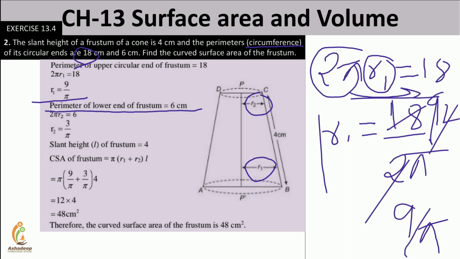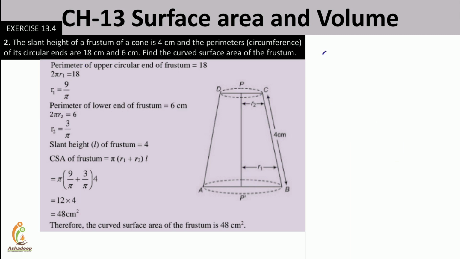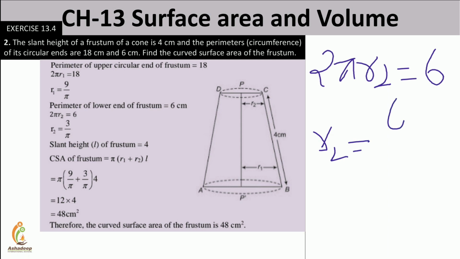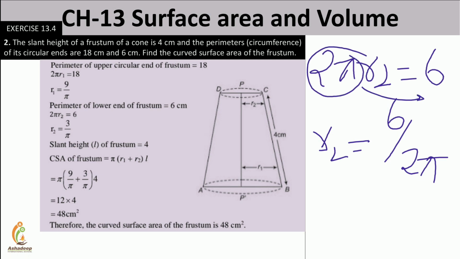Now the perimeter of the lower end. The lower end means 2 pi r2 is equal to 6. So r2 is equal to 6 upon 2 pi, because 2 pi from the numerator goes into the denominator. So this is going to be 3 twos are 6. So the answer is 3 upon pi. This is 3 upon pi.